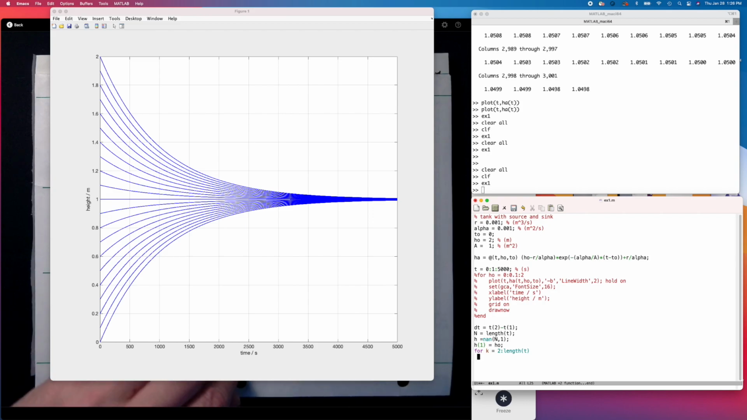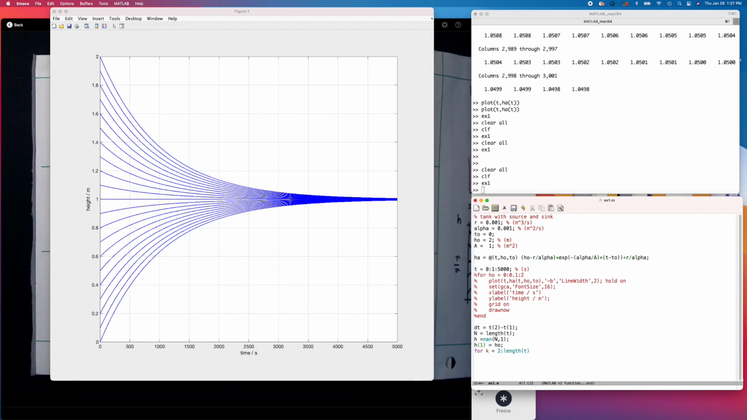And then we can use our Euler forward to update when we want. So h at time step k is equal to h at time step k minus 1 times, I guess I'll put the prefactor, 1 minus dt times alpha divided by A plus dt times R divided by A. And then we can plot t and h. Red.